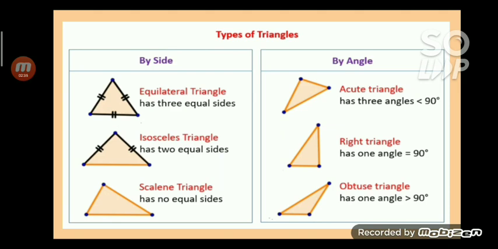So, types of triangles, here is the picture clearly distinguishing between sides and angles of the triangle. If we talk about triangles on the basis of their sides, there are three triangles: equilateral triangle, isosceles triangle, scalene triangle. And if we discuss on the basis of their angles, here are three triangles also. An acute triangle has three angles less than 90 degrees. A right triangle has one angle of 90 degrees, and the third one, the obtuse triangle, has one angle greater than 90 degrees.